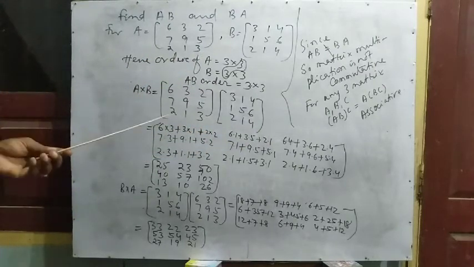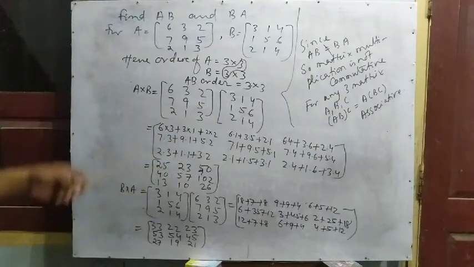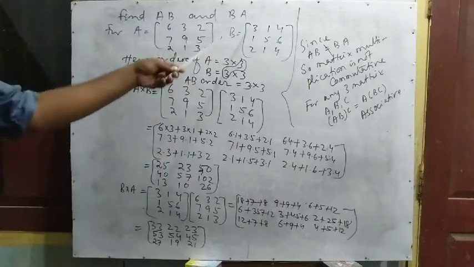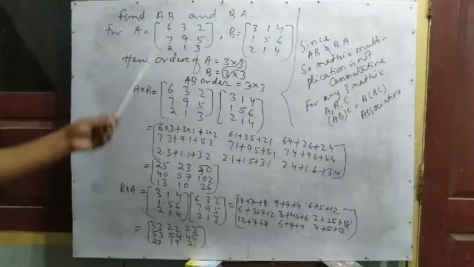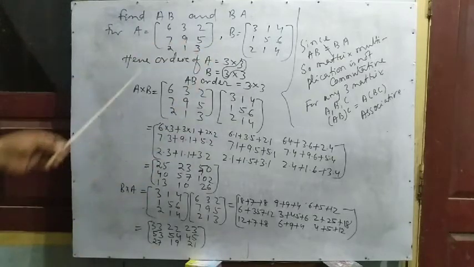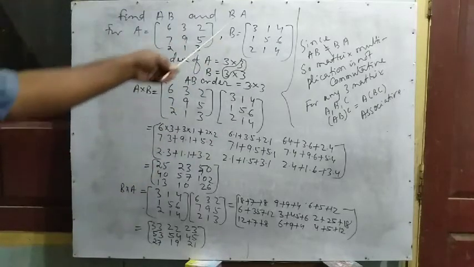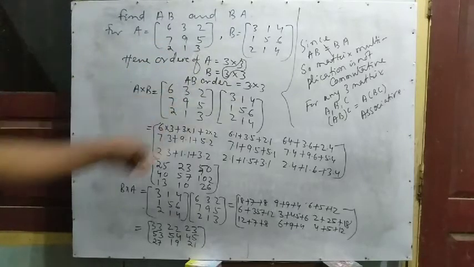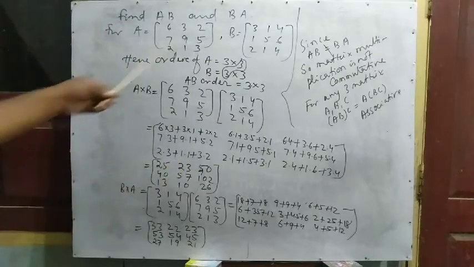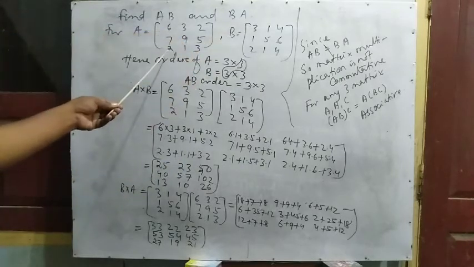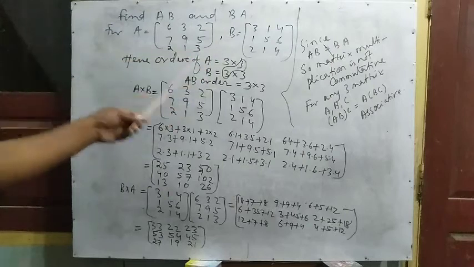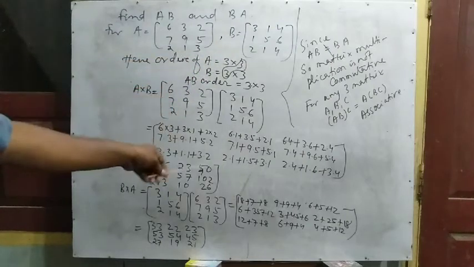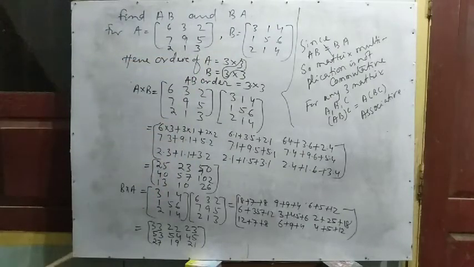Okay. Similarly, the final row is obtained by multiplying the third row with the first column, the third row with the second column, and the third row with the third column. When you multiply the third row with the first column, it is 3 into 2 plus 1 into 1 plus 3 into 2. Here it is written. Here the second column is also obtained: 2 into 1 plus 1 into 5 plus 3 into 1, and the third element is obtained the same way.